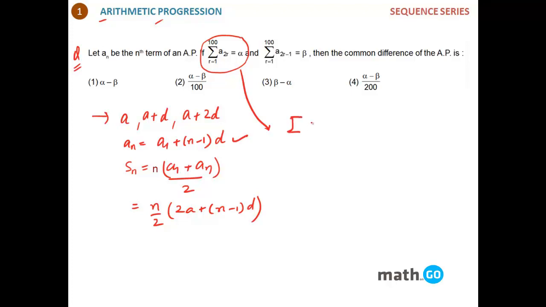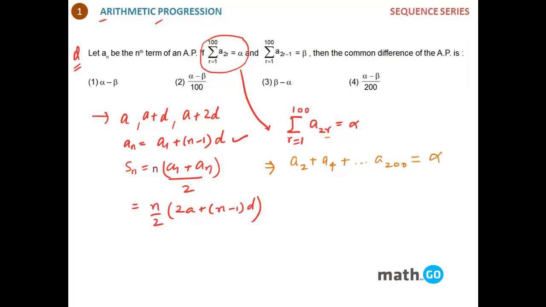So it says summation a2r is equal to alpha, where r varies from 1 to 100. Right, so this is the particular thing which the question is asking. So now understand what you mean by the summation sign. What summation sign means here is that start putting the values of r starting from 1 till 100. So what it will become, let's see. If you put r equal to 1 here, it will be a2. If you put r as 2, then it will become a4, and so on till it will go till a200. The summation is given to be alpha, right? So this is the thing which is given to us.